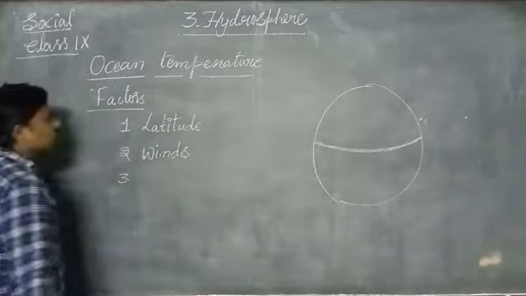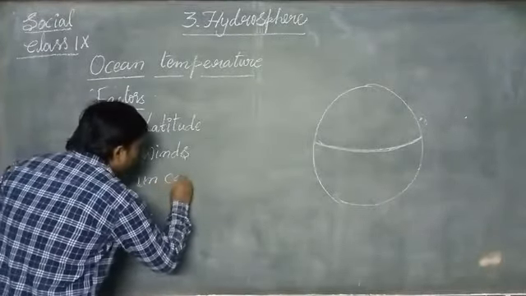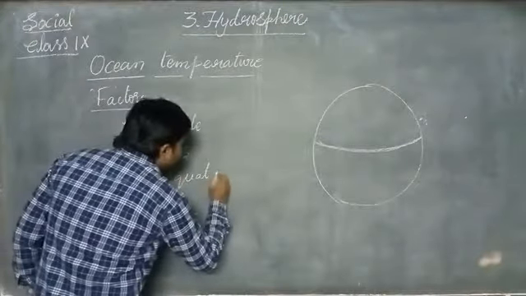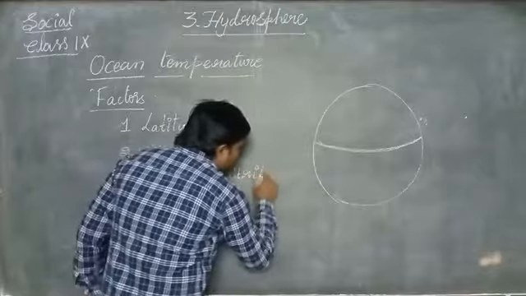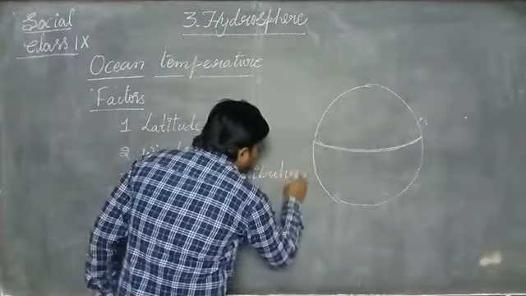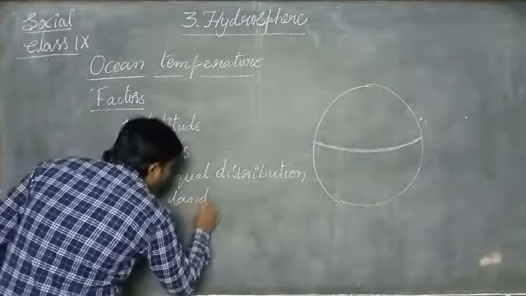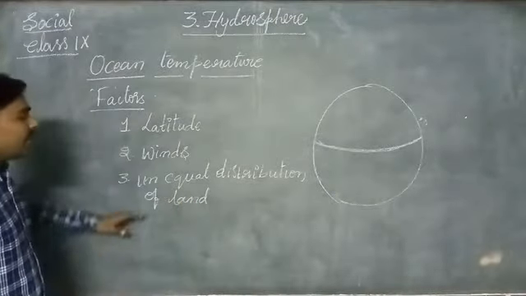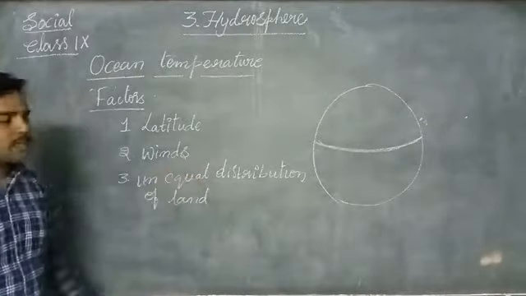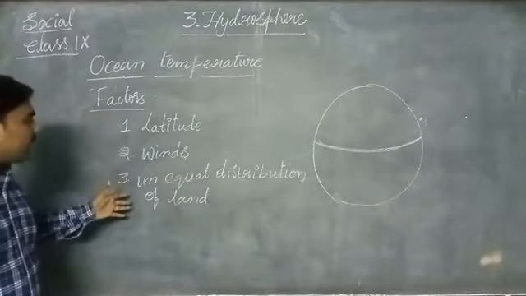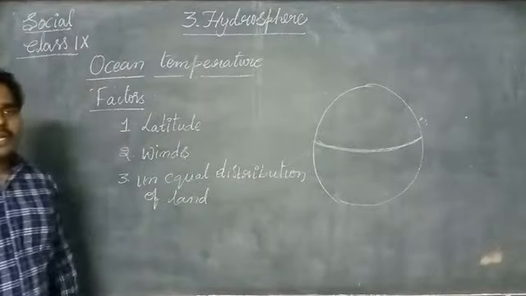And the third one is unequal distribution of land, unequal distribution of land in the seas or in the inland seas. These are the major factors that are affecting the ocean temperature.